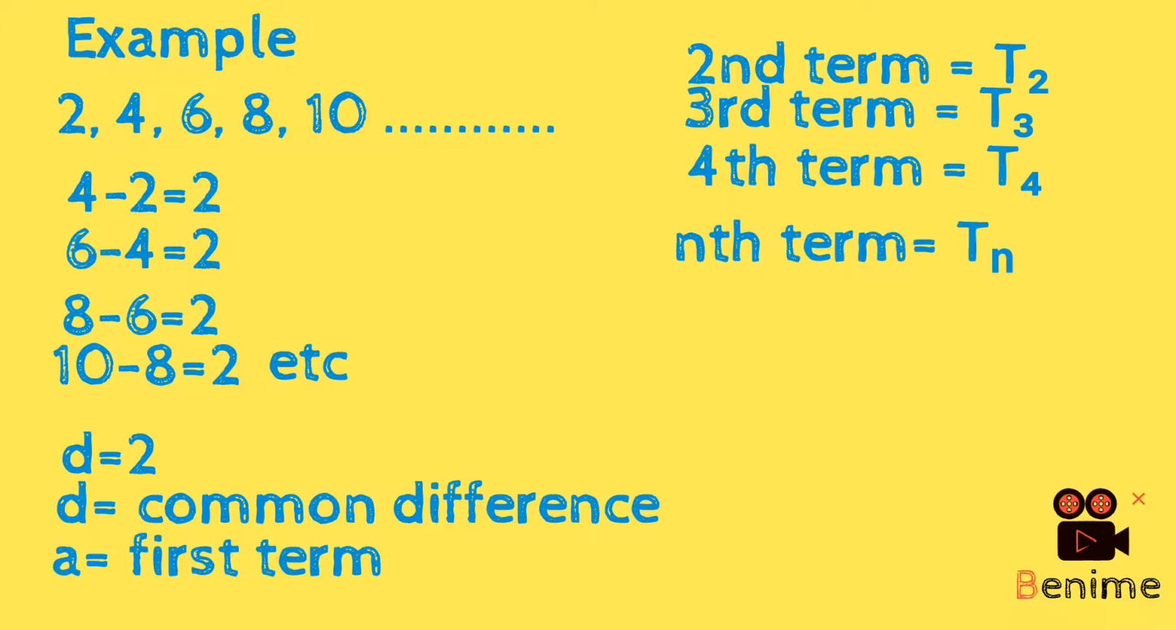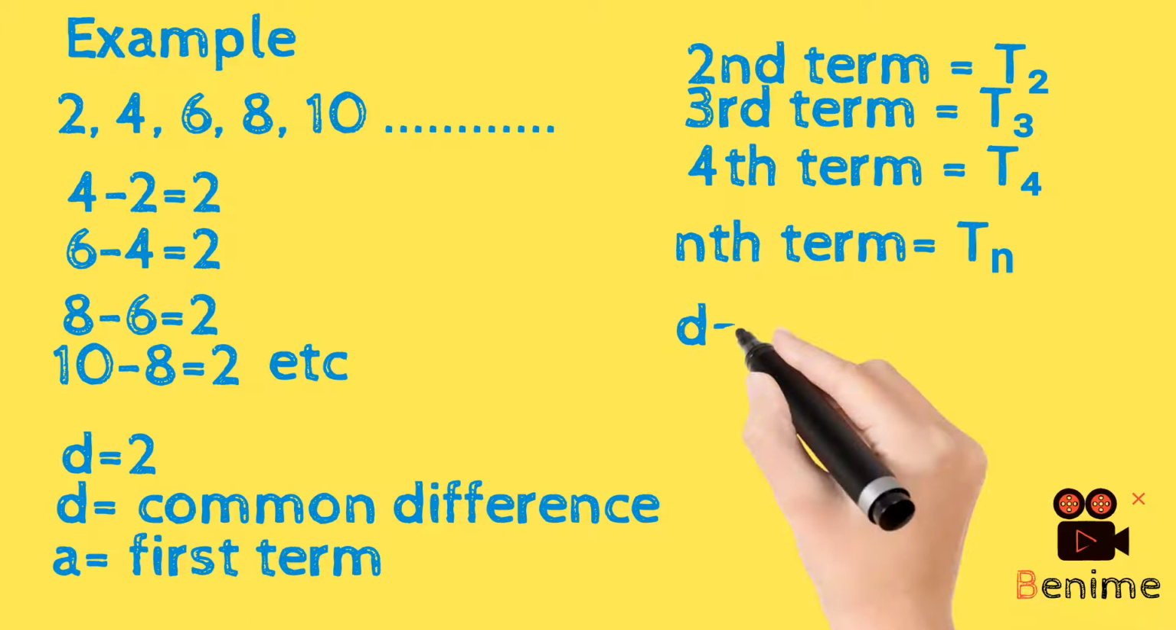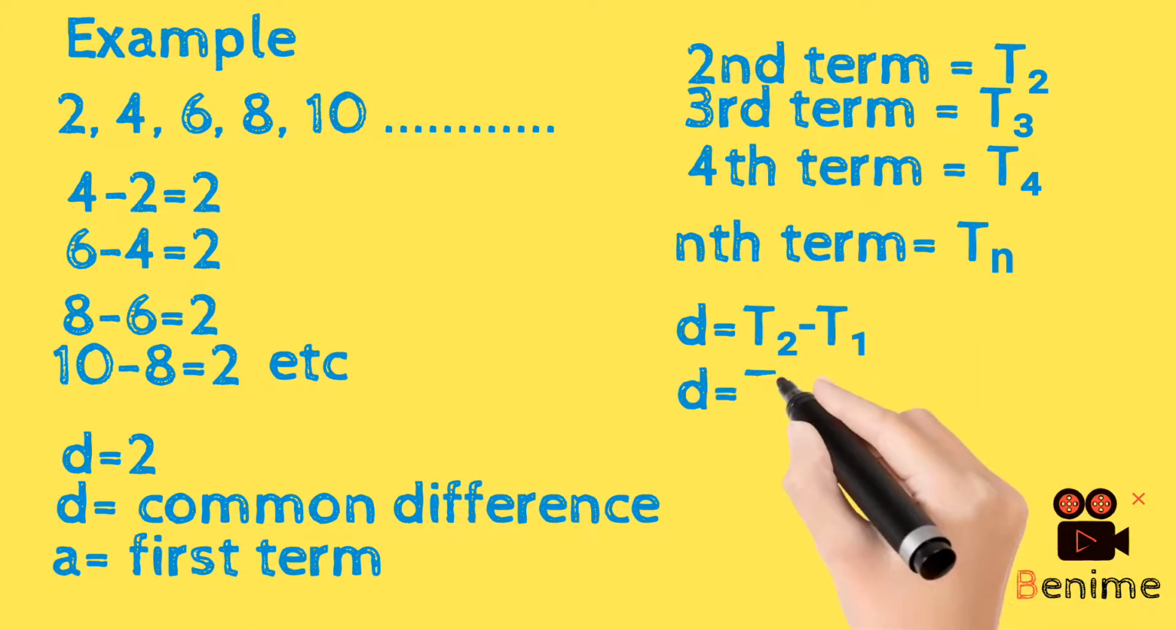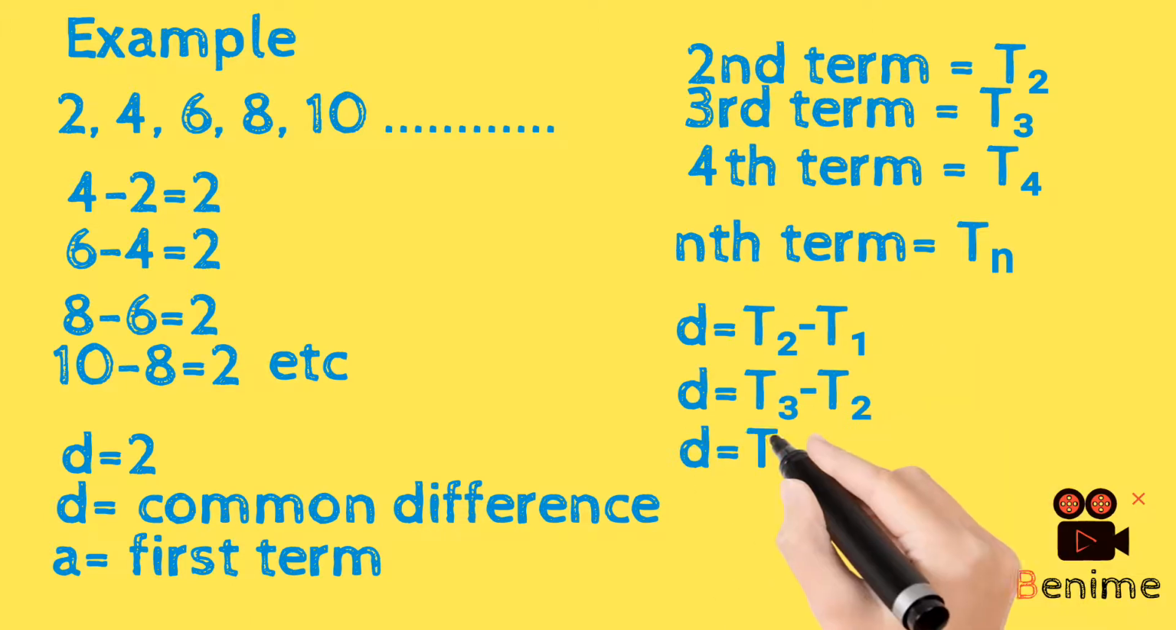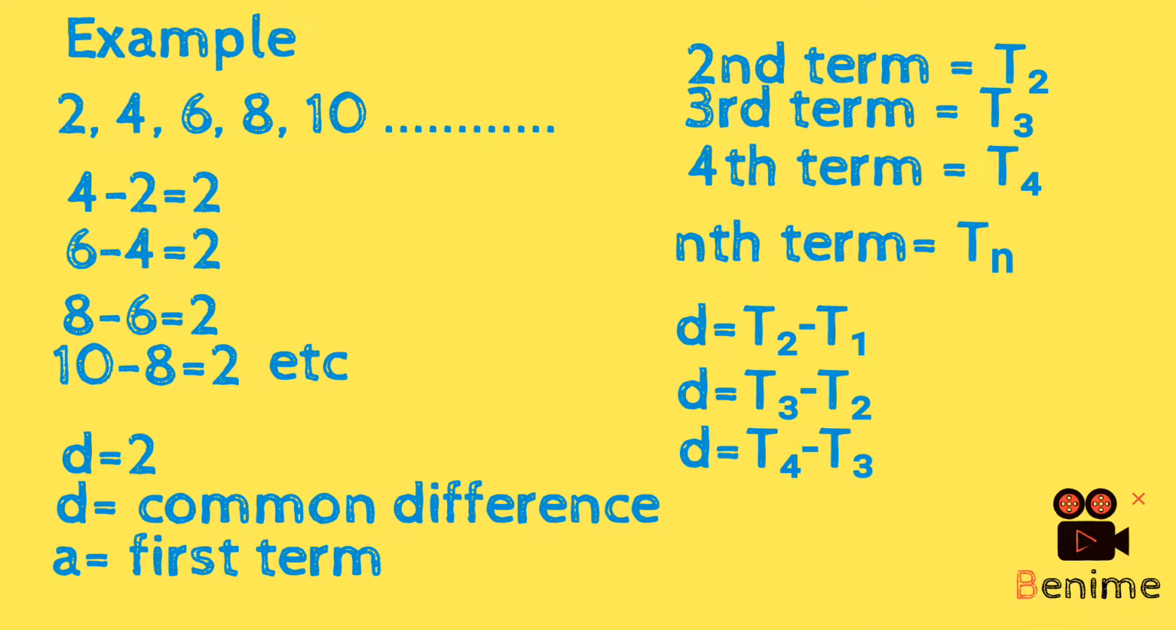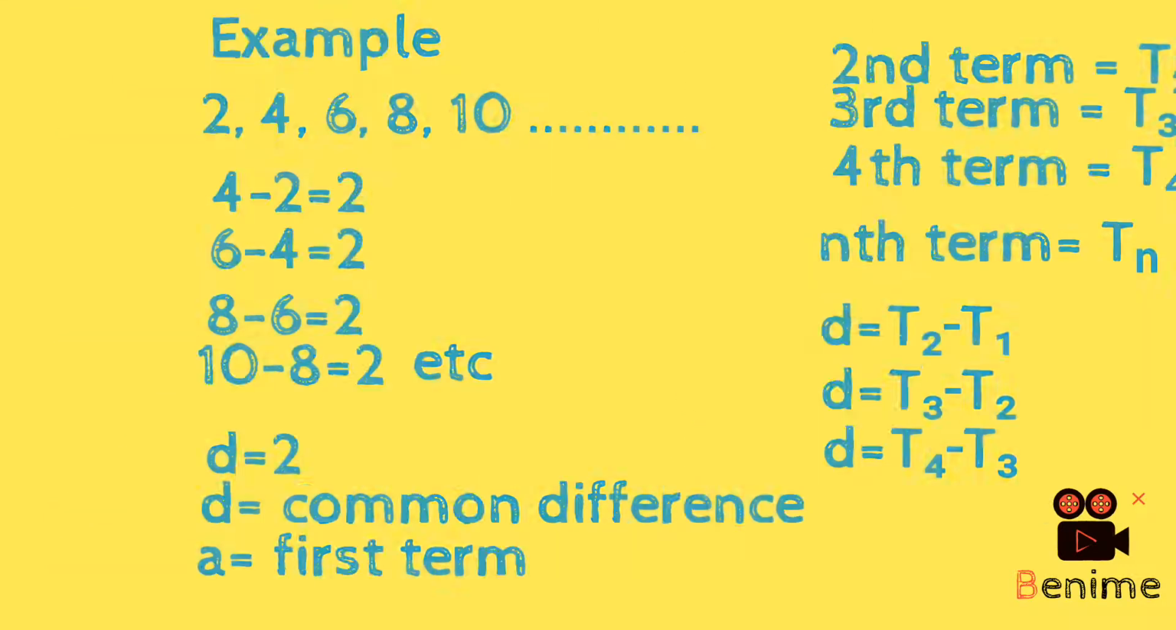The formula for common difference: just subtract successive terms from each other. That's T2 minus T1, or T3 minus T2, or T4 minus T3. That's the formula for common difference. You can even use T10 minus T9, T21 minus T20, as long as the terms are successive, that is, after this is this, or before this is that. That is how you can get the common difference of an arithmetic progression.